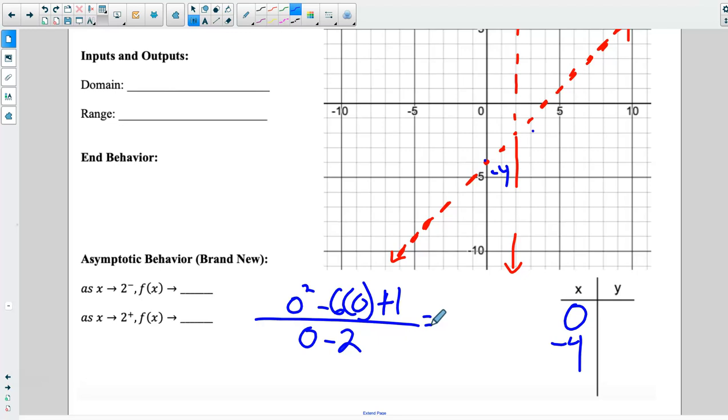Don't grab a calculator. What's my answer? -1/2. -1/2. Good. So I look at 0. That's right about here.